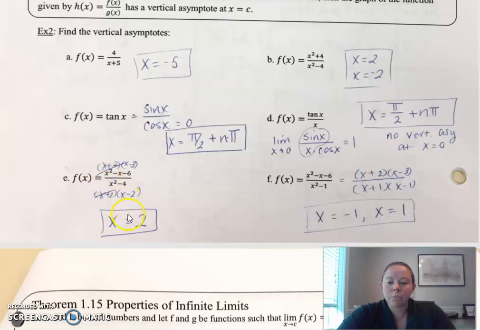Looks like there's a mistake there. It should be a negative sign. Okay, so correct your notes. That's why we watch the videos.